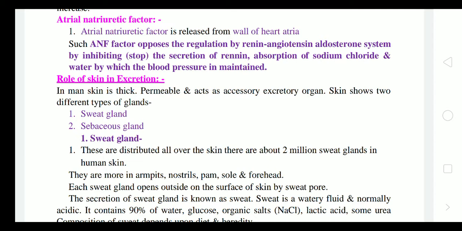So blood pressure is maintained in two ways. First, it is increased by the renin angiotensin aldosterone system, and second, it is decreased by the ANF. These are equally opposite to each other, and they perform their function at the same level. That's why blood pressure is maintained.